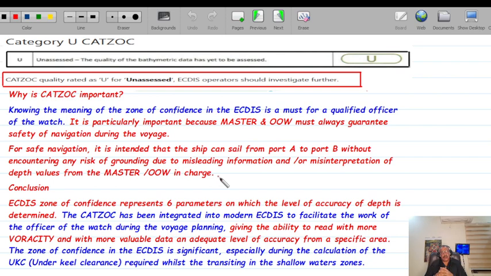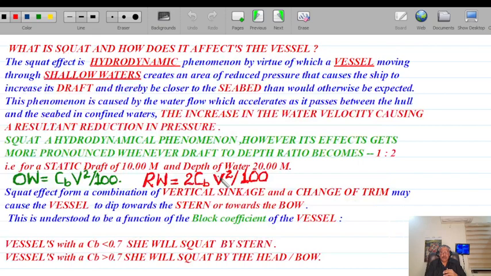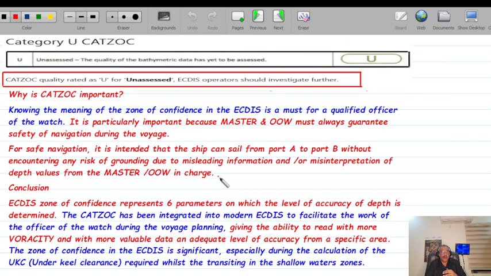the CATZOC category have been marked, as we said earlier, in 6 categories. But the master and the duty officer shall exercise due diligence whenever they are traversing from one CATZOC to another, that is from higher to lower, from A1 to A2 and coming down to B, and thereafter. So if you're going from 6-star down the rung to, let's say, 3-star or 2-star, you have to exercise due diligence and be very cautious. That is what it means.